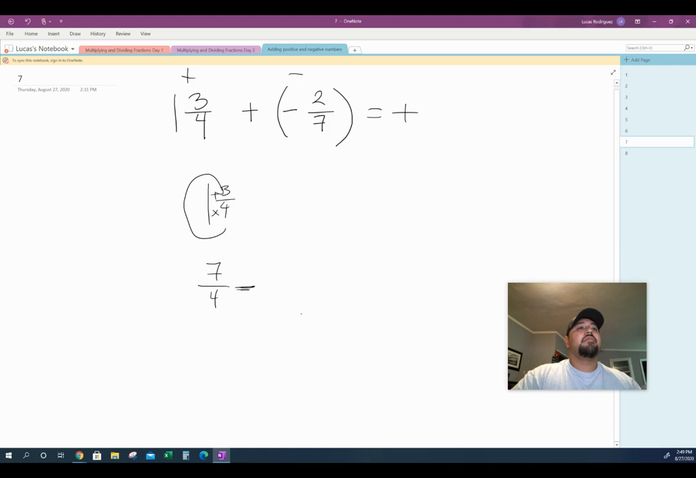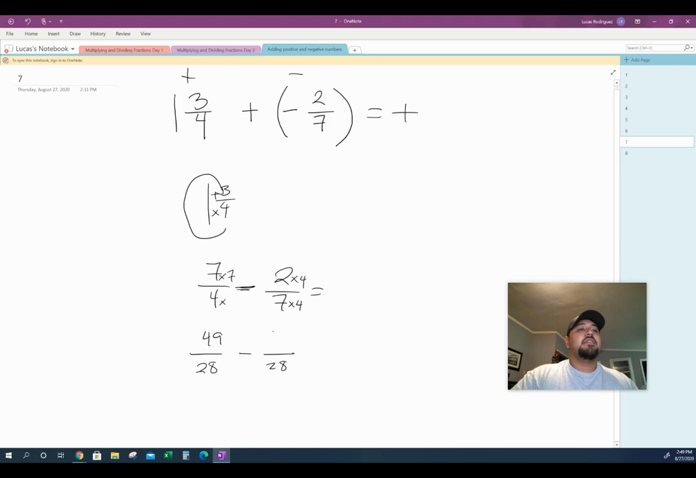So these are both going to go to 28. So it's going to be times 7. It's going to be 49. And it's going to be times 4. So it's going to be 28. And this is going to be 8. And so I need to figure out what this is. 49 minus 8 is 41 over 28. So you can say 41 over 28, or you can also turn it into a mixed number.